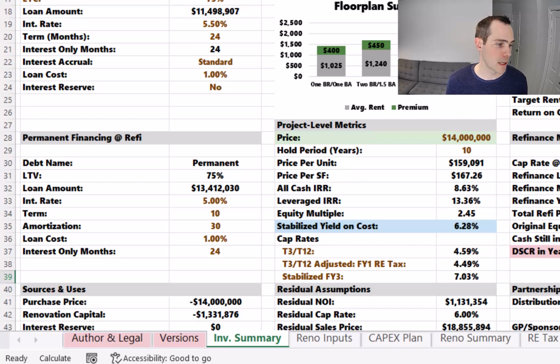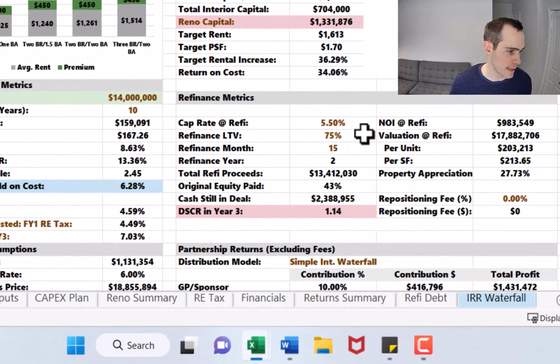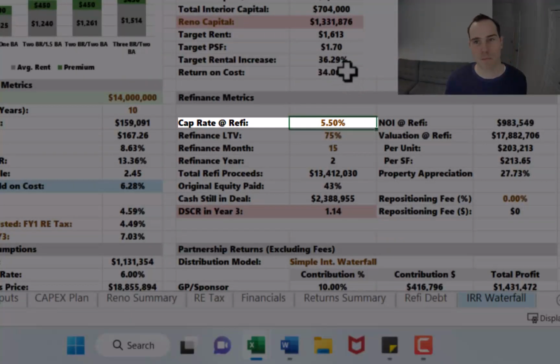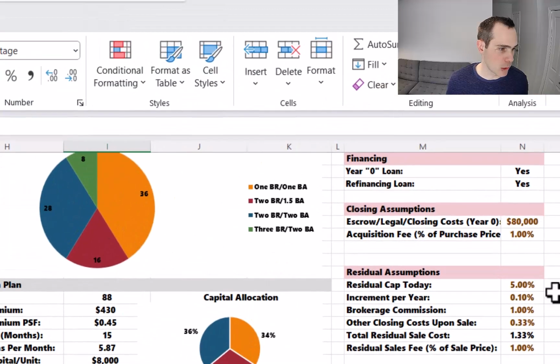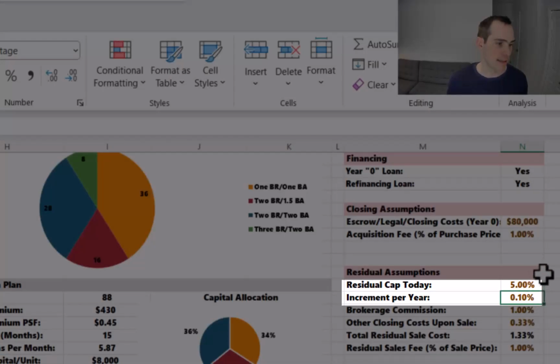However, there's 2 different assumptions I'm going to play with just to show you how easy it is to inflate this leveraged IRR calculation. The first one is the refinance metrics. If we come to the refi and instead of projecting a 5.5% refinance cap rate, let's be a little more aggressive and use a 5 cap. And then we come to our residual cap rate, where today we're projecting that this stabilized project could sell at a 5 cap, and then we're increasing that at an increment of 10 basis points a year. So in year 10, we're saying we're going to sell this at a 6% residual cap rate.